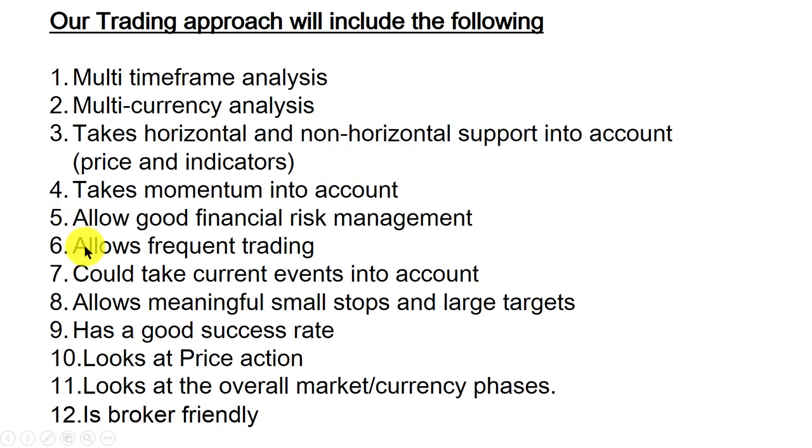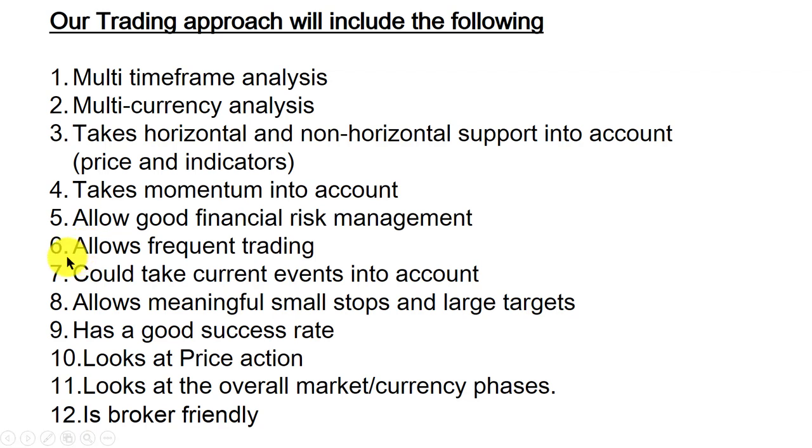Then the system must allow good financial management. Now, financial management is the easiest thing in the world because it's mechanical. All you have to do is risk either 2% or 3% of your account, depending how successful your trading is, on every trade. As simple as that. If you do that, your account will grow exponentially as you succeed and as you go growing.